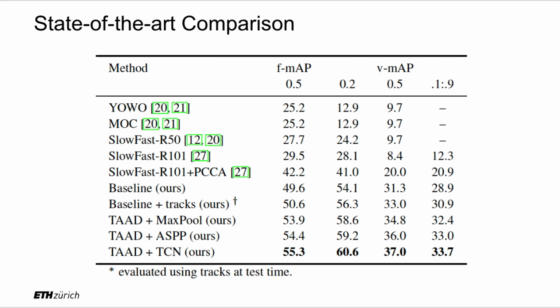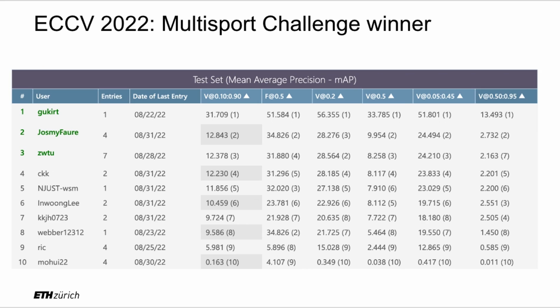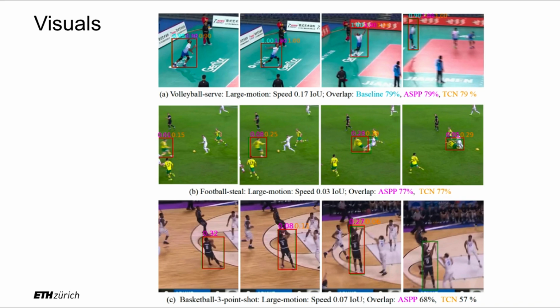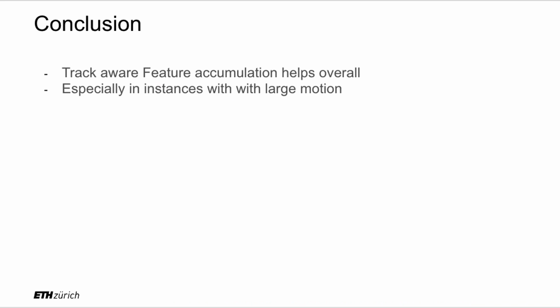Finally, our method outperformed all other state-of-the-art approaches on MultiSports, including last year's challenge winner. We submitted our result on the test server and we won this year's challenge comfortably in October 22. We also observed similar trends when it comes to qualitative results. I would like to conclude that our proposed track-aware feature accumulation helps in action detection, especially for instances with large motion.